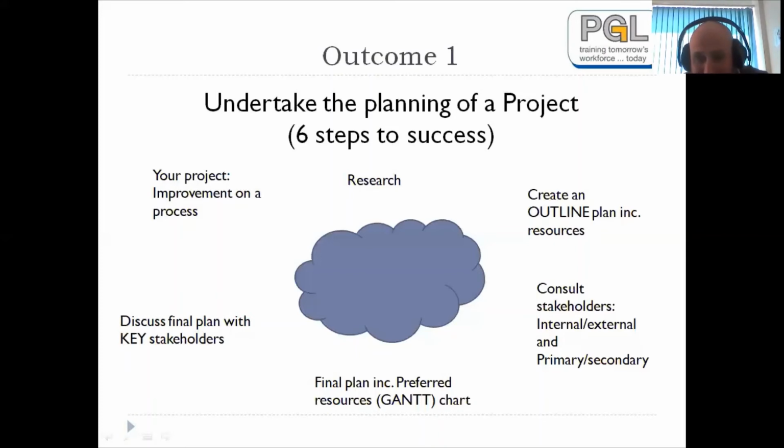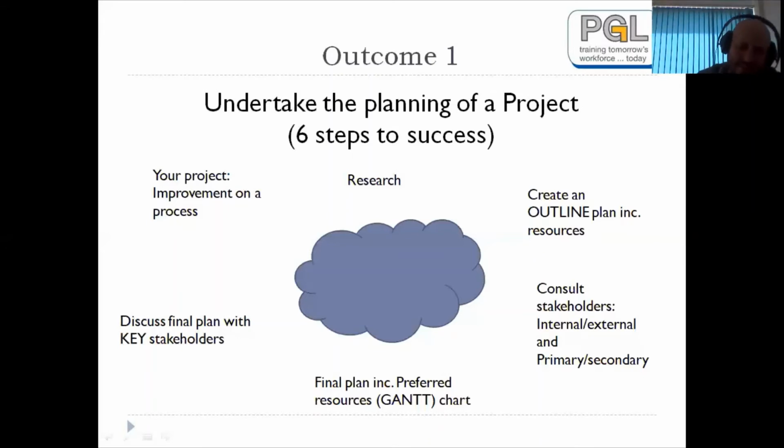Once you've consulted the stakeholder, your next step is to actually create the final plan. As you'd imagine, the final plan is going to be a little bit more thorough than the outline plan you've created. And you have to use what we call preferred resources, and you'll find in your full course you'll get a range with a list of different ideas which can help demonstrate your plan. I've got an example there of a Gantt chart.